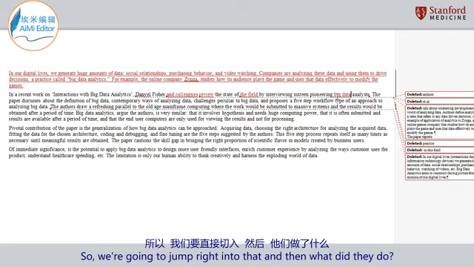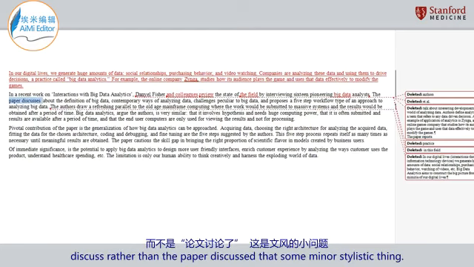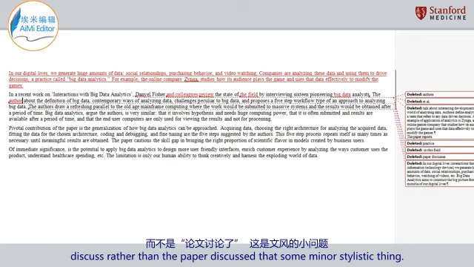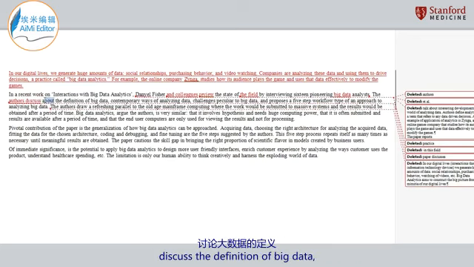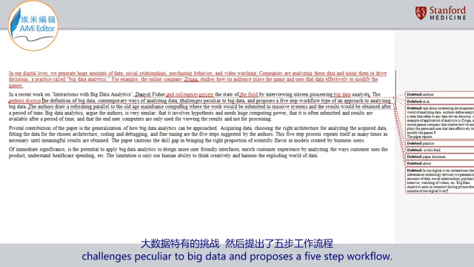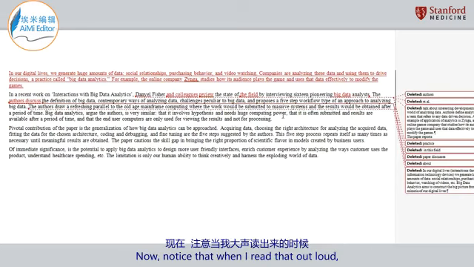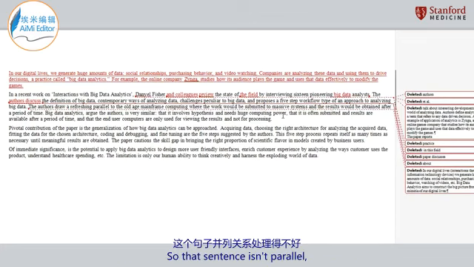And then what did they do? So the paper, I'm going to say the authors discuss rather than the paper discuss. That's a minor stylistic thing. The authors discuss, we don't need the about here, discuss the definition of big data, contemporary ways of analyzing data, challenges peculiar to big data, and proposes a 5-step workflow. Now notice when I read that out loud, you probably heard the non-parallelism in there. So that sentence isn't parallel.